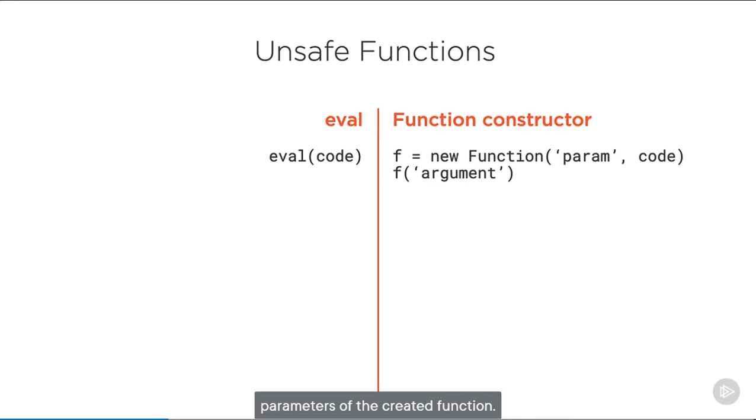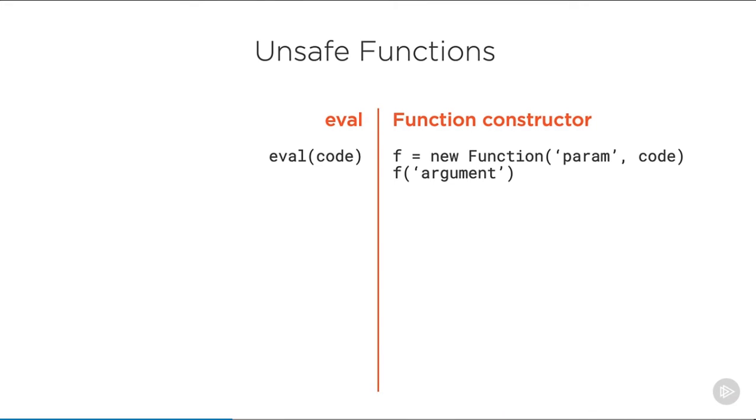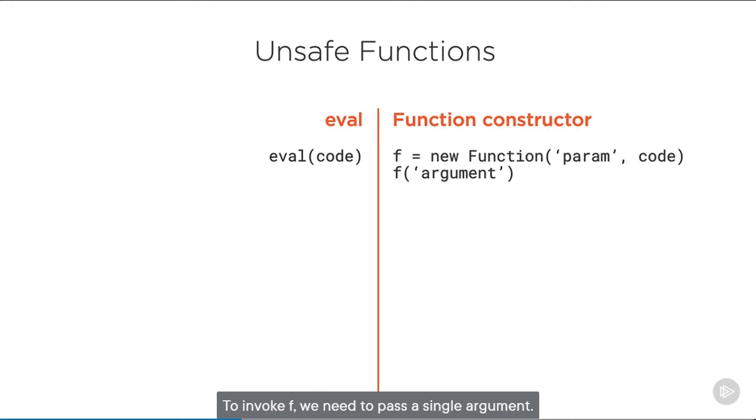In this example here, variable f refers to a function with one parameter named param and with the body stored in the code variable. This function body can use the param parameter. To invoke f, we need to pass a single argument.